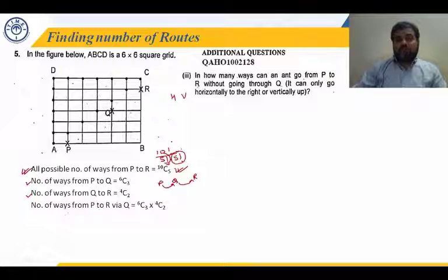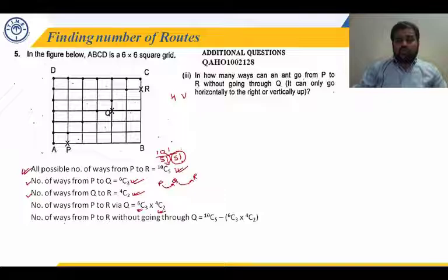So the number of ways of going from P to R via Q is nothing but the number of ways of going from P to Q and from Q to R. From P to Q these many ways, from Q to R these many ways. We have already calculated these in the above steps. So the number of ways from P to R via Q is 6C3 into 4C2.